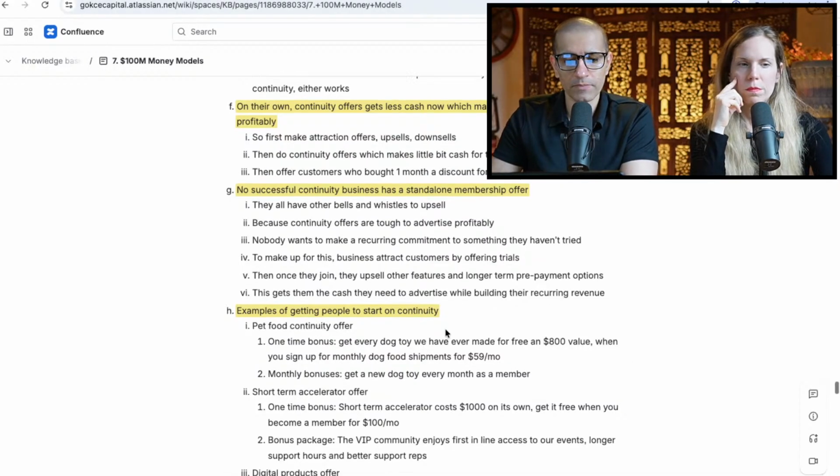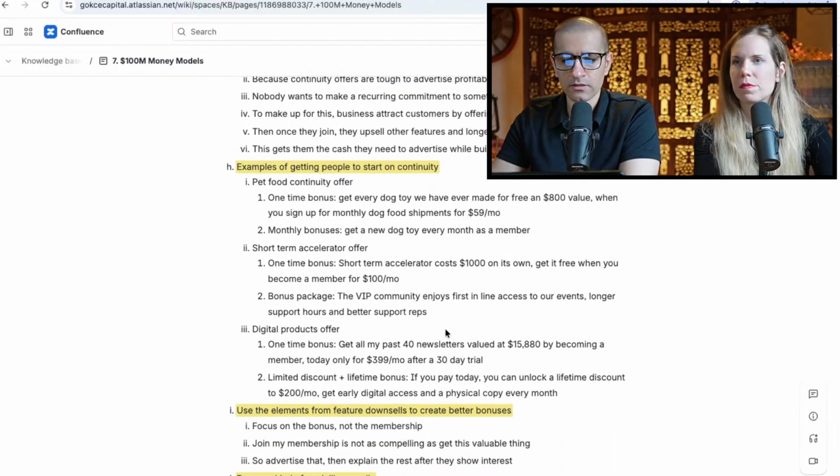Examples of getting people on continuity. So, a one-time bonus, the dog toy thing, and then per month. Short-term accelerator, same thing, $100,000 on its own.